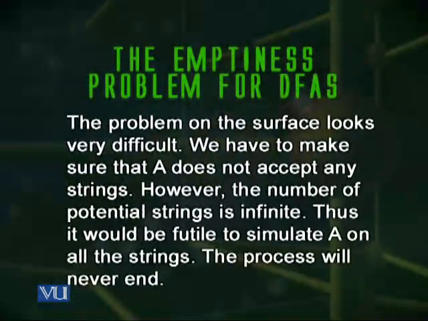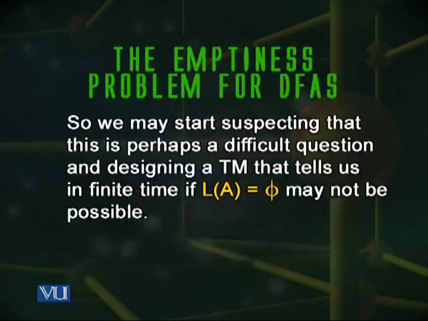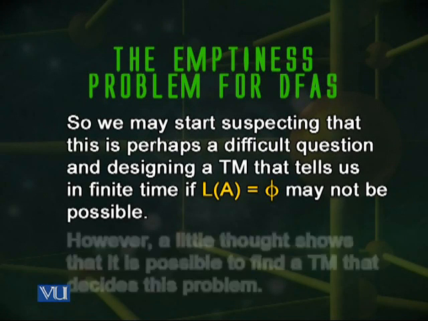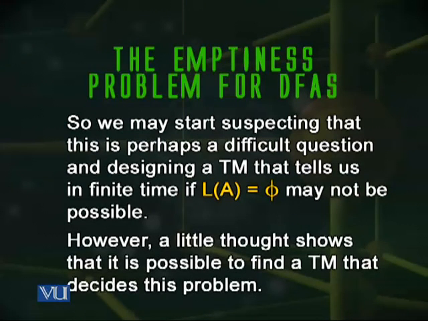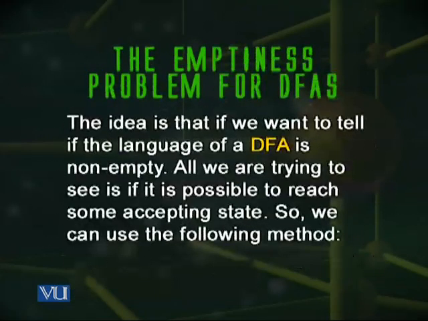The emptiness problem for DFAs seems to demand that we tell whether the DFA does not accept any of the potentially infinitely many inputs to it. So we may start suspecting that this is perhaps a difficult question, and designing a TM that tells us in finite time if the language is empty may not be possible. However, a little thought shows that it is possible to find a TM that decides this problem. The idea is that if we want to tell if the language of a DFA is non-empty, all we are trying to see is if it is possible to reach some accepting state through some input.